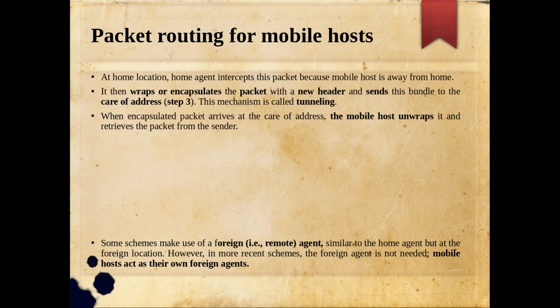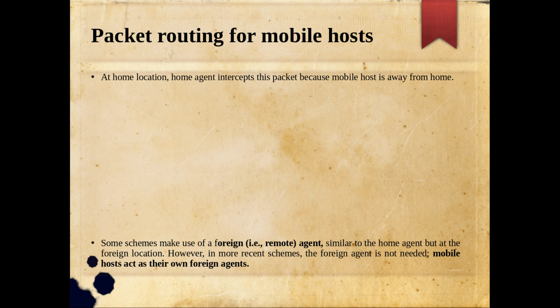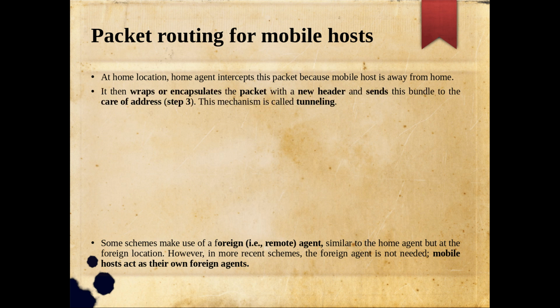Something happened. Yeah. So just look at the first line. At the home location, the home agent intercepts this packet, because the mobile host is always away from home. So whenever a new packet is coming from the sender to the home location, when it is received by the home agent, which is acting on behalf of the mobile host, it will intercept the packet, in the sense that the mobile host is now out of station.